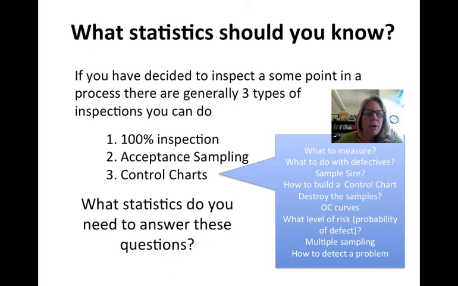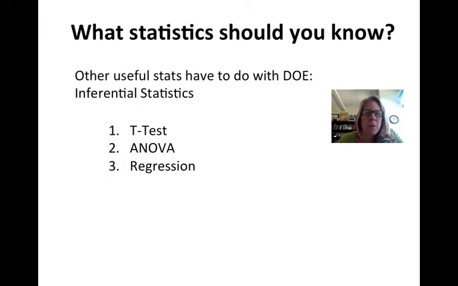And then the last area where you'll need to know statistics associated with quality is that there are some aspects of design of experiments where you need some inferential statistics. These are things like t-tests, ANOVA, and regression. So I would expect that you would really want to know how to do those things also.